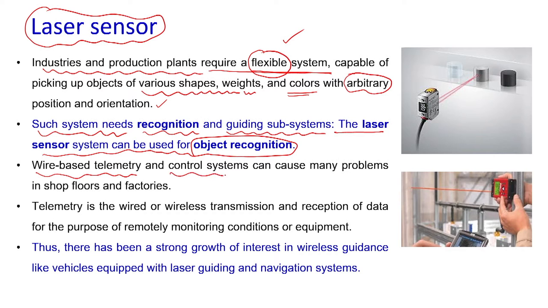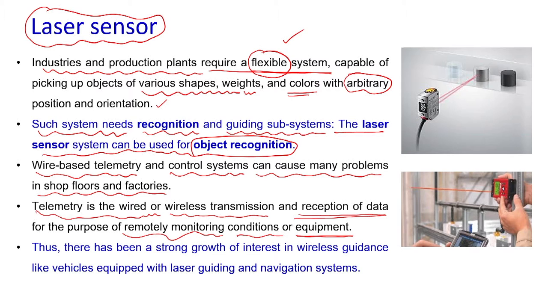Wire-based telemetry and control systems can cause many problems in shop floors and factories. So what is the meaning of telemetry? Telemetry is the wired or wireless transmission and reception of data for the purpose of remotely monitoring conditions or equipment. So telemetry is a process where we are monitoring remote equipment or vehicles by using wired connections. But consider there are many products or much equipment lying in the shop floor, and we have to track them by using wired connections. Then the system will be very complicated. It would be very cumbersome, difficult to handle.